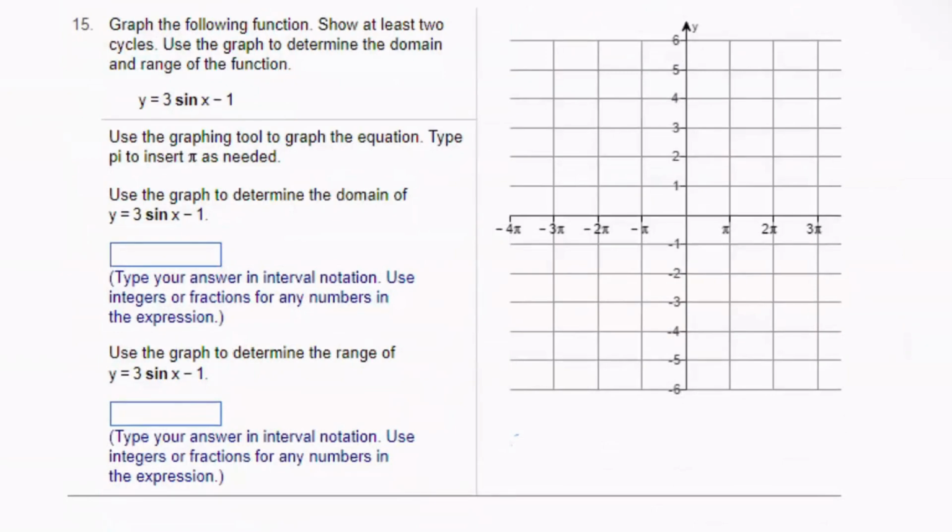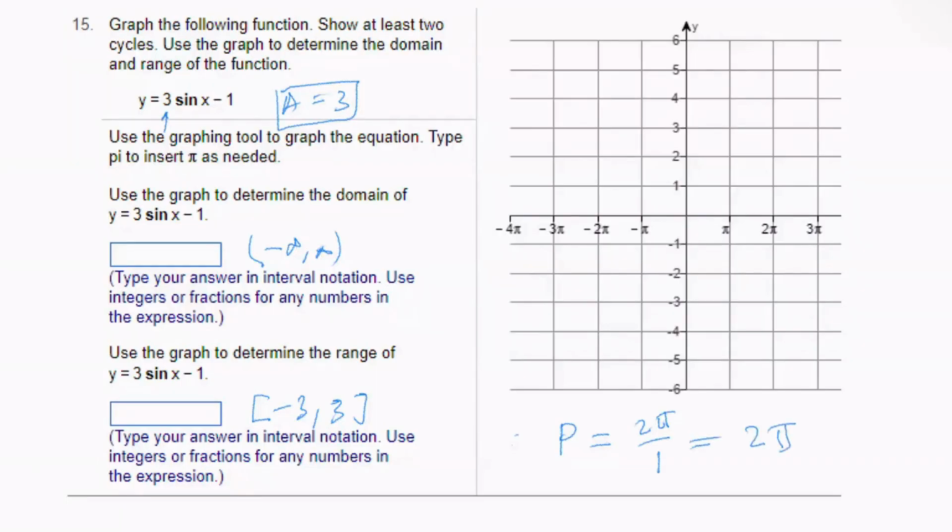Okay, so in the same way, for 15, the domain is negative infinity to infinity. The range is negative 3 to 3. Why? Because the amplitude here is 3, so the range will be negative 3 to 3. In the same way, we can compute the period. The period is 2 pi divided by 1, since the coefficient of x is 1. So this is just 2 pi.